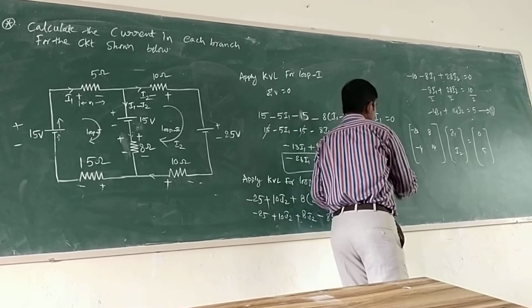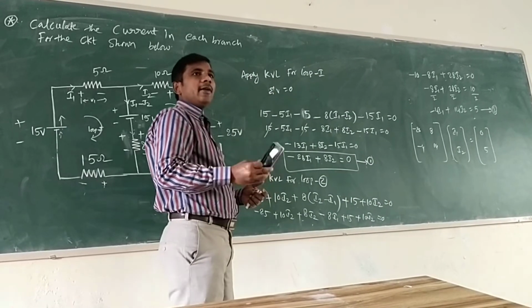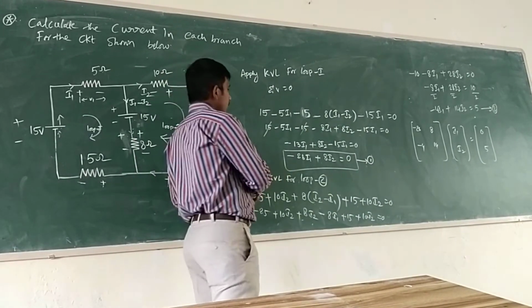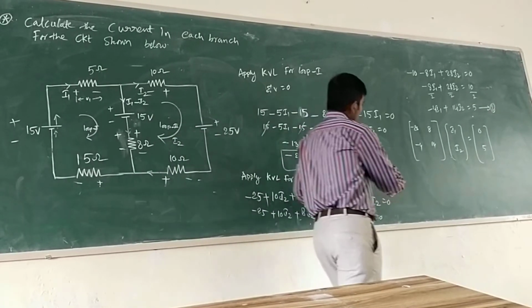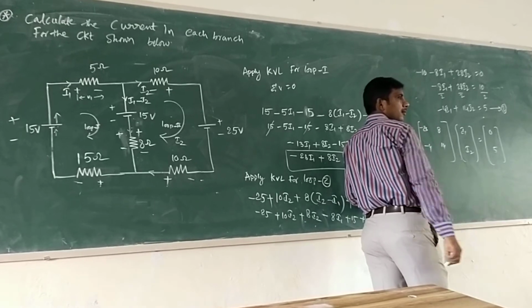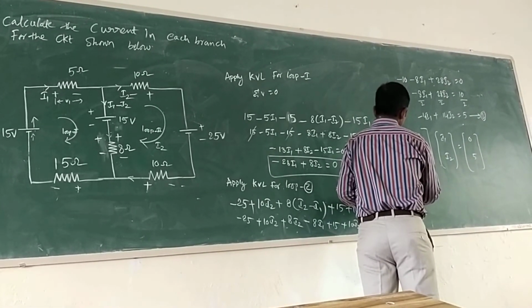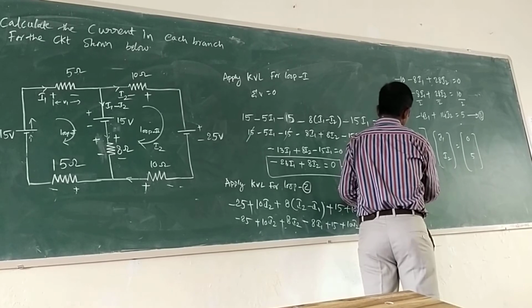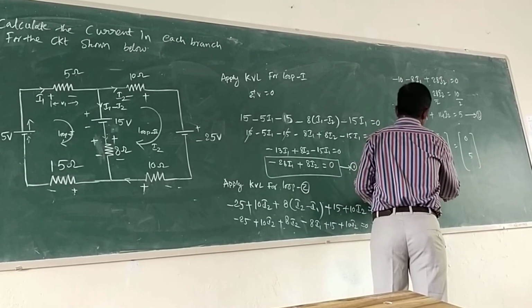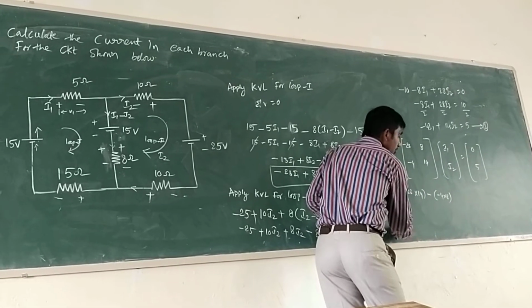First, we have to determine delta. After that, delta 1 and delta 2. Now, delta equal to how much? This is the common determinant. Minus 28 into 14, minus 4 into 8. Delta 1 and delta 2 we have to calculate.